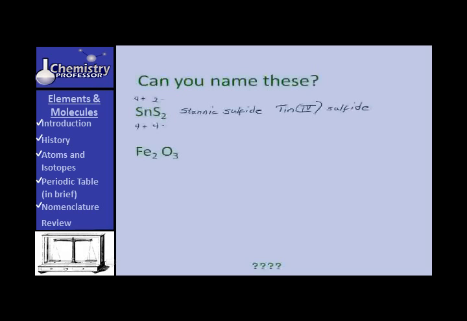Same principle. We're going to start on the right with oxygen, which is 2 negatives. There are 3, which gives us 6 negatives. Iron then must be 6 positives. There are 2 of them, so each one must be 3 positive. That means it is the ferric ion. So that is ferric oxide. The other name is iron(III) oxide.